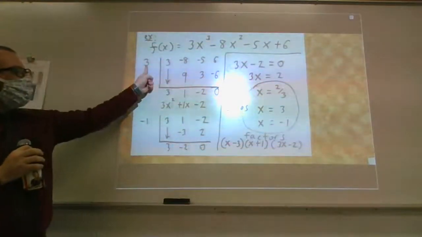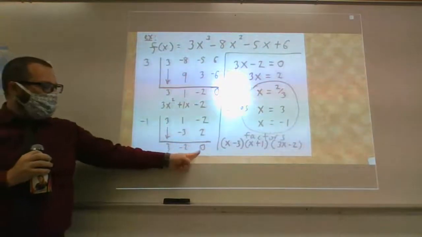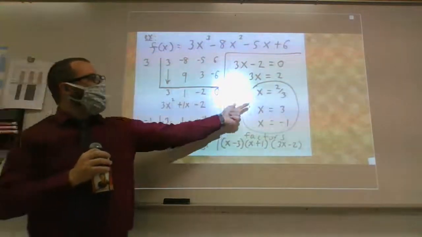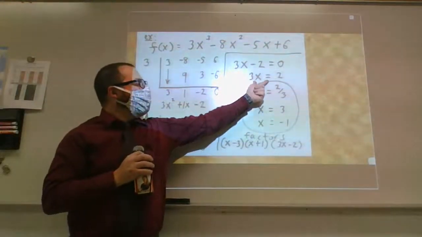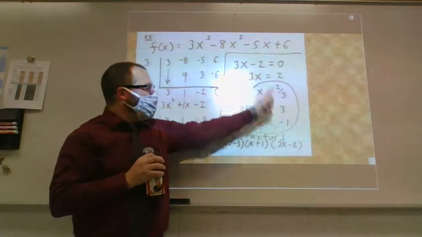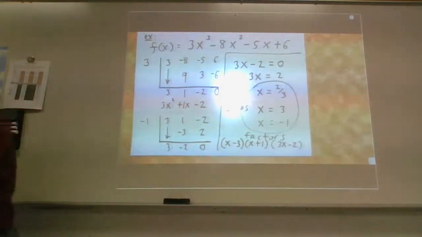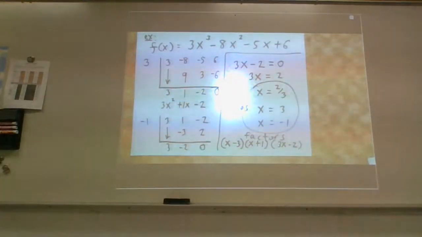3 is definitely a 0. We proved it right there. -1 is a 0 of the function, and we proved it right there. 2/3 is a 0 of the function. We proved it by doing this. As a result, 3x minus 2 is indeed a factor, as are these two right here. This is what this problem does. It is phenomenal. I love it. All right.